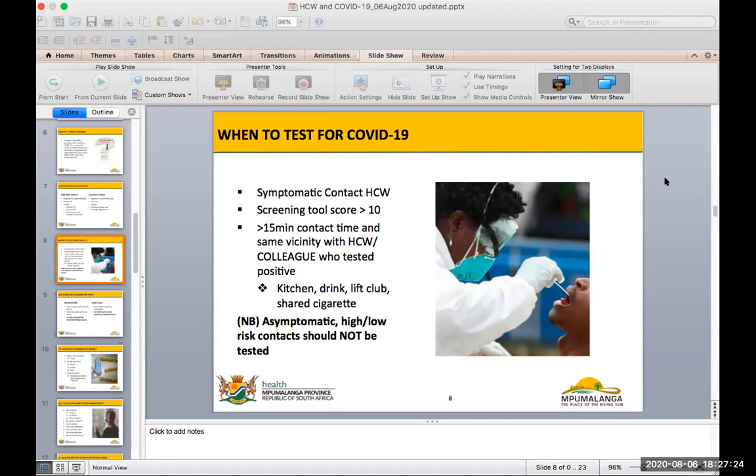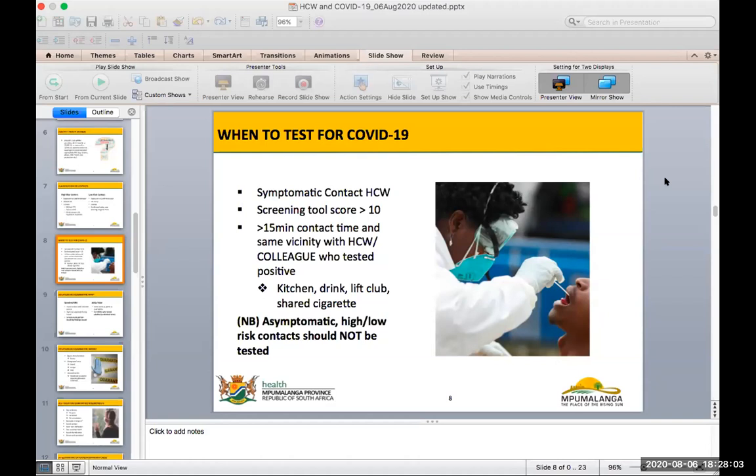Or if you spent more than 15 minutes contact time, or in the same vicinity, with a healthcare worker or colleague who tests positive later. These situations are unavoidable. We experience them every day at our workplace. We still have people sharing a kitchen in theater or in the wards, people sharing a drink, lift clubs. It's very rare to find people wearing masks in a car, or even sharing a cigarette. I want to discourage this kind of behavior because it's the one that increases the risk and positivity cases in our healthcare professionals. However, importantly, any asymptomatic contact, whether high or low risk, should not be tested.